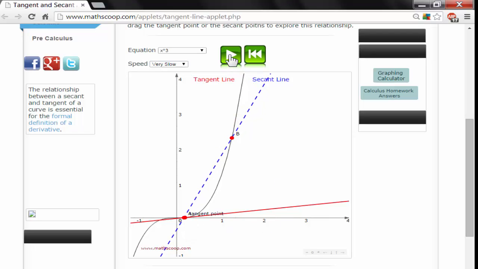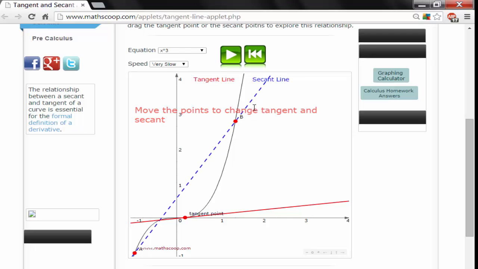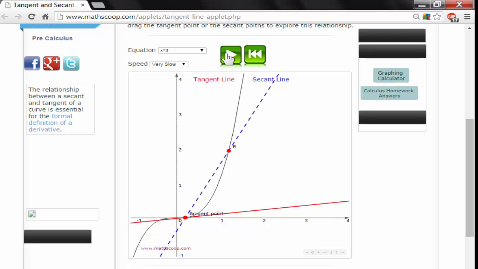So let's press play. There you go, and see how the slope of the secant line changes as it scoots from this point going to this point. Let's do that again. Press play. There you go. So what happens is the slope of the line changes at every movement that it takes as it starts from this point going down towards the tangent point. All right, so that's what you've seen.